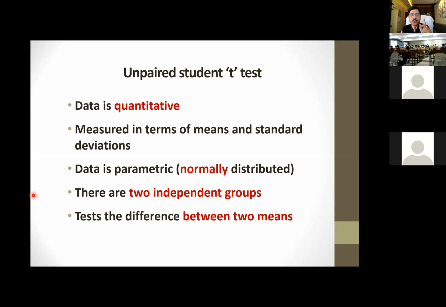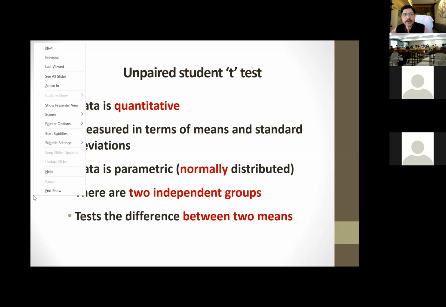Okay, and there are two independent groups to compare. One group is not dependent on the other, males and females, two independent groups we have. And there is a difference between the two means. And that is what is called an unpaired t-test. Okay, unpaired t-test you do. Okay, now you have the next one.